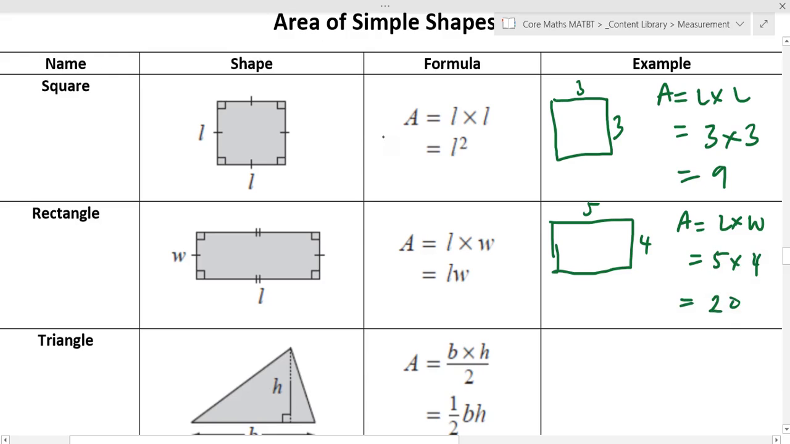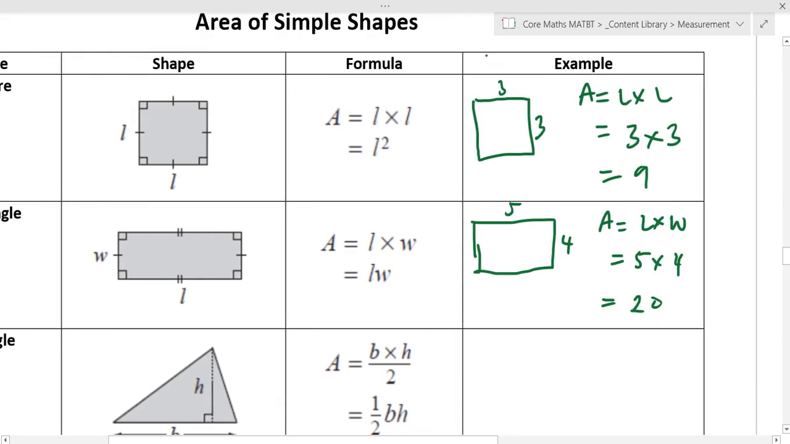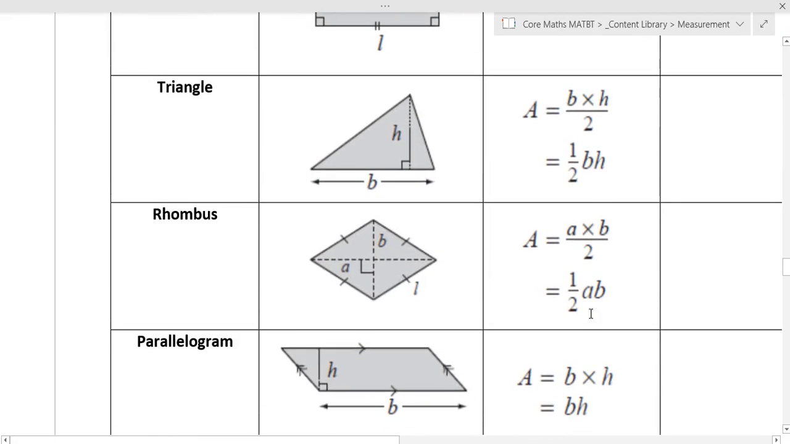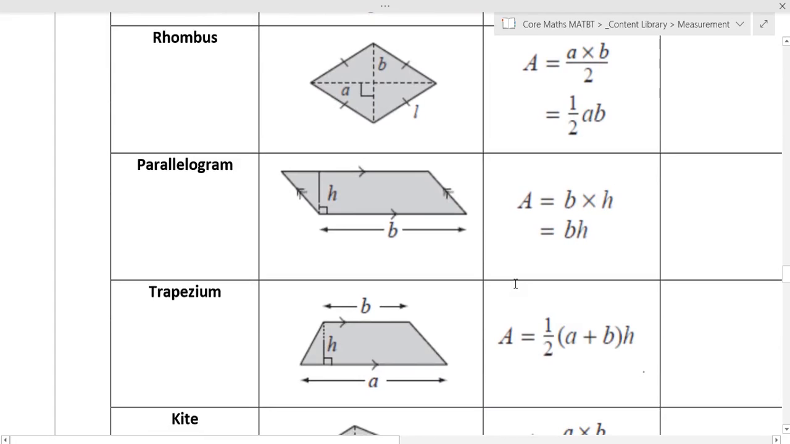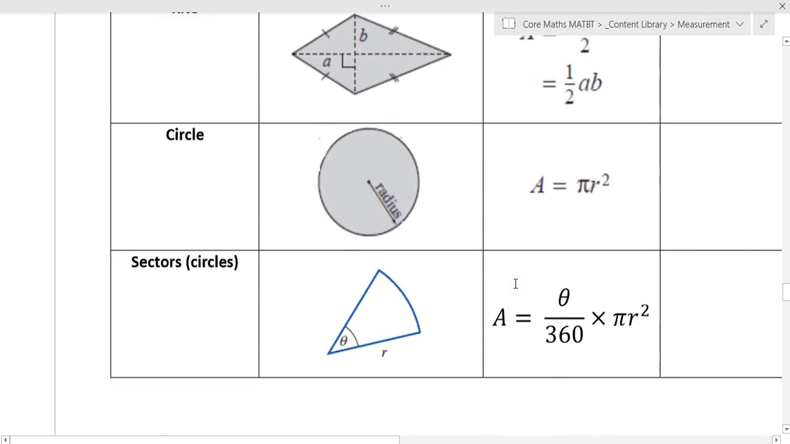Now you'll notice that I haven't put actual dimension measurement types here, but you can if you want, and I would suggest you do so. Let's say, for example, these are meters. That means your answer for this one is 9 meters squared. If these are centimeters, your answer is going to be centimeters squared. And there's your triangle, your rhombus, your parallelogram, your trapezium, your kite, your circle, and your sectors.